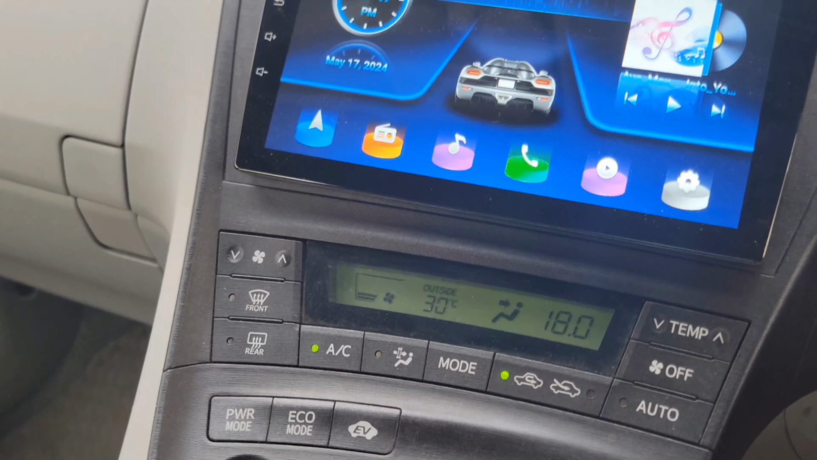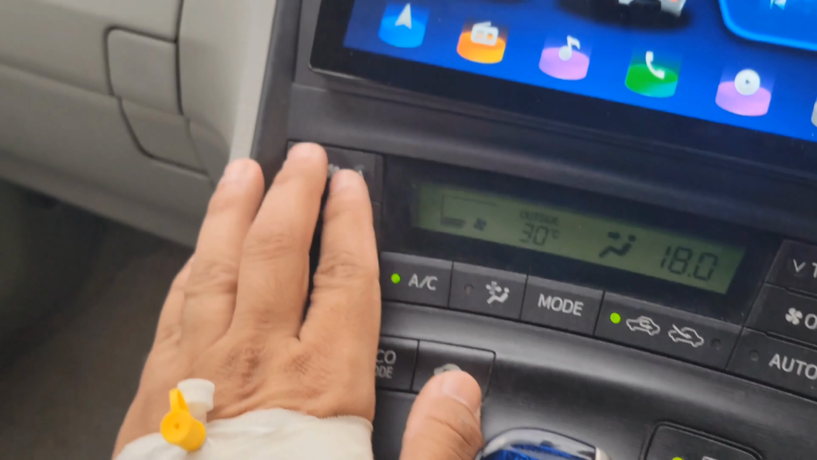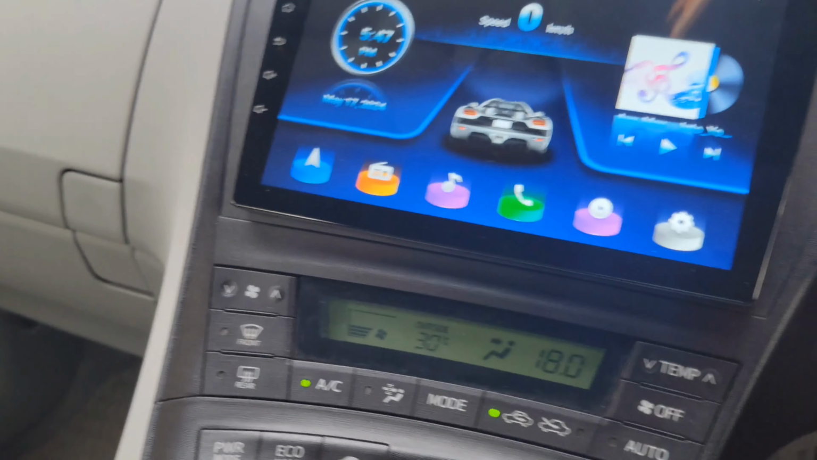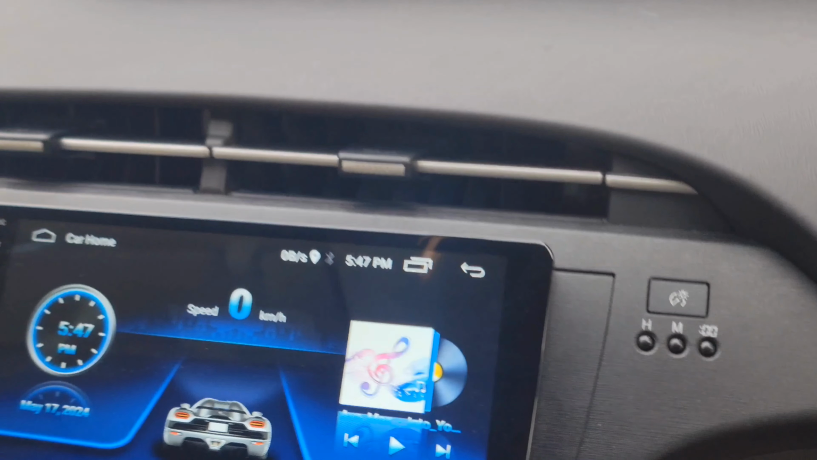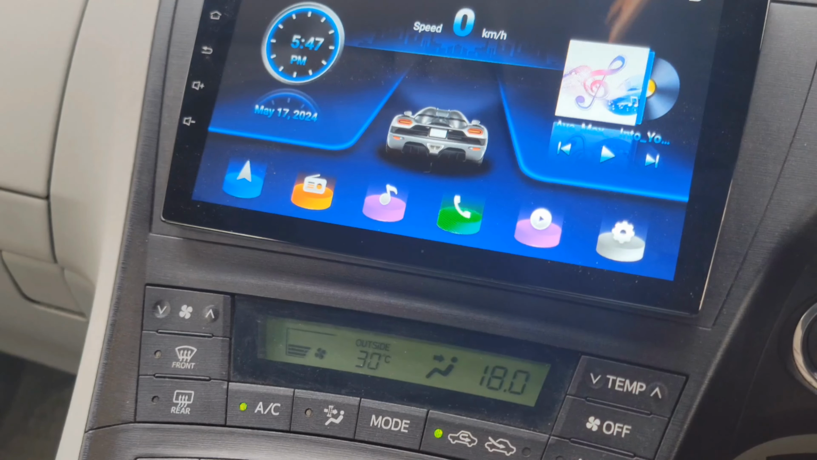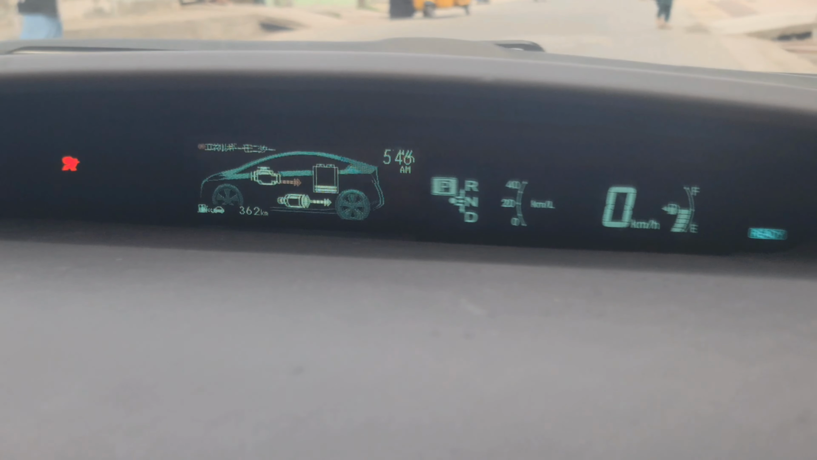So this is very easy and very useful information if you are using AC, especially in the summer season, because in the summer we usually use AC a lot, and it is important to know how we can use it effectively.